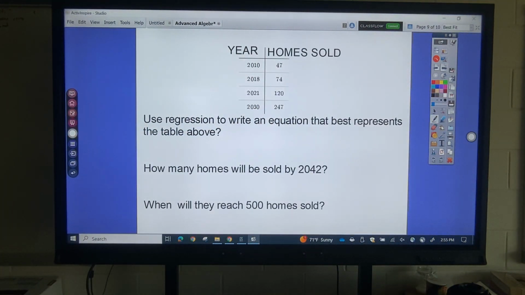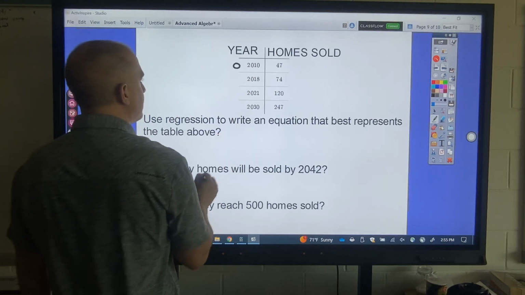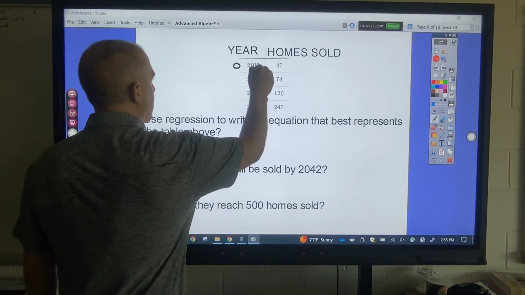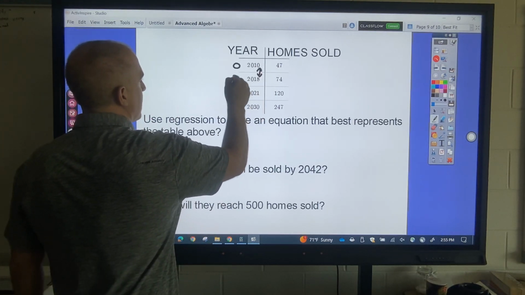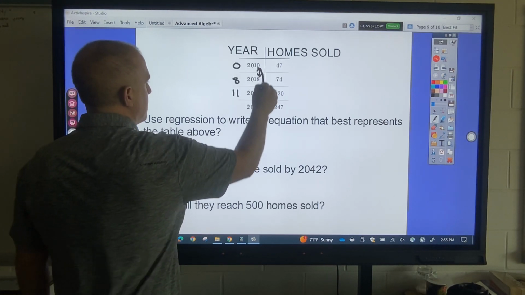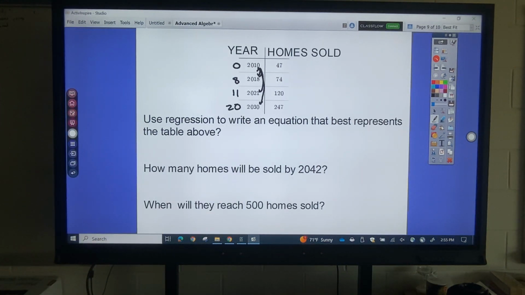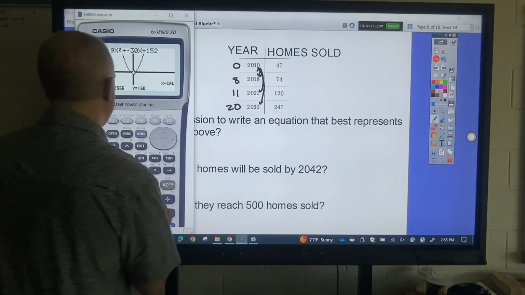And this is like a real estate thing, years and homes sold. Now, when you have these years, what you should do is make the first one 0. So the difference between 2010 and 2018 would be 8. The difference between this one would be 11. And the difference between this one would be 20. If you put those in, that's probably going to be a much better result for you.